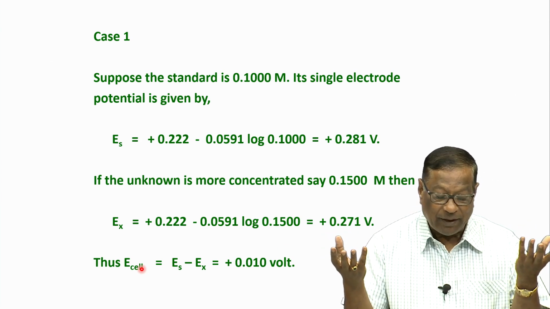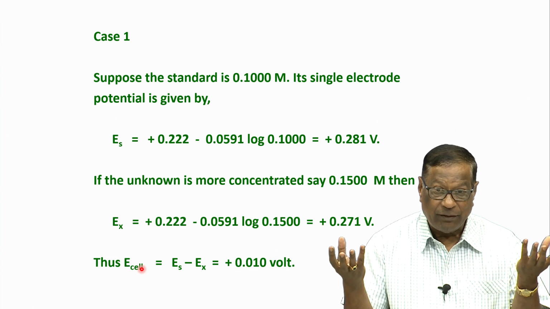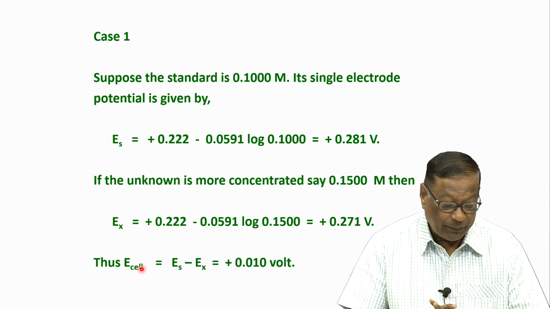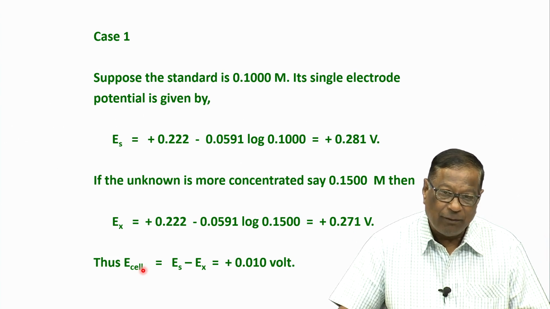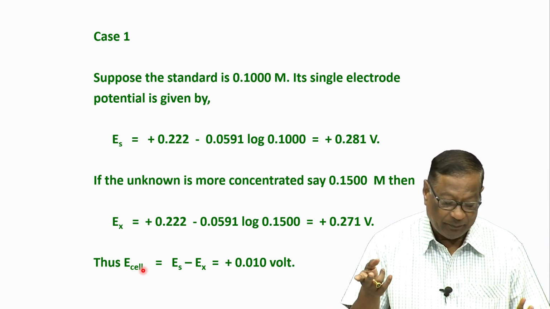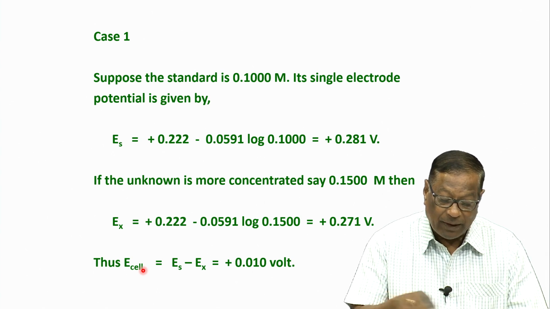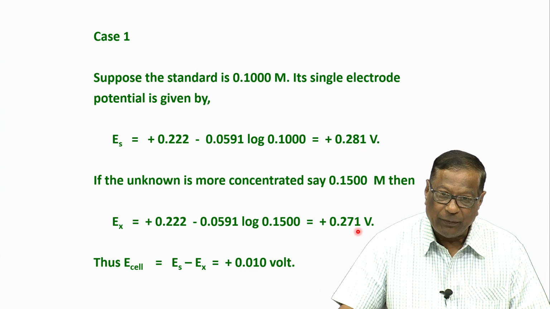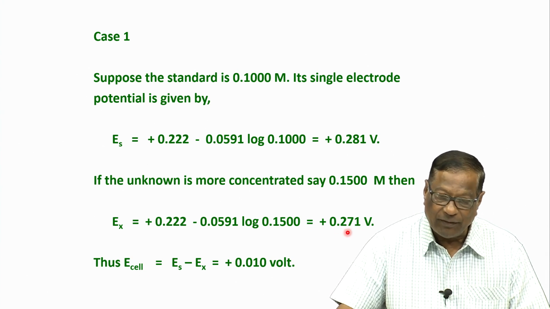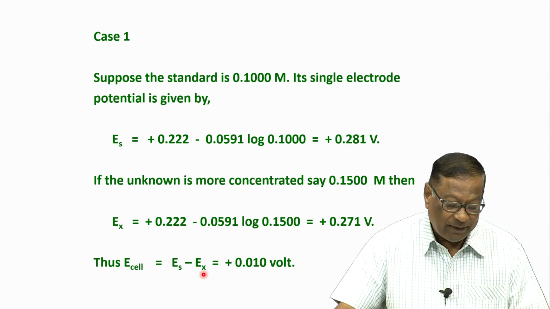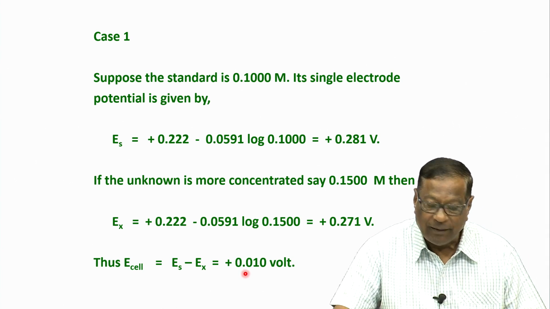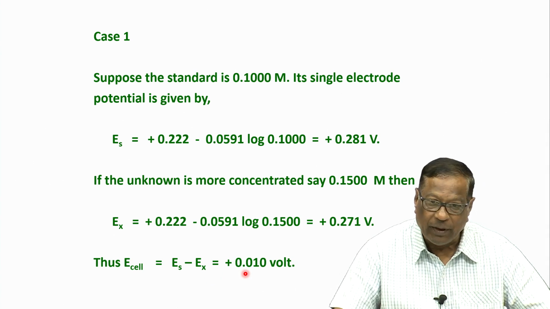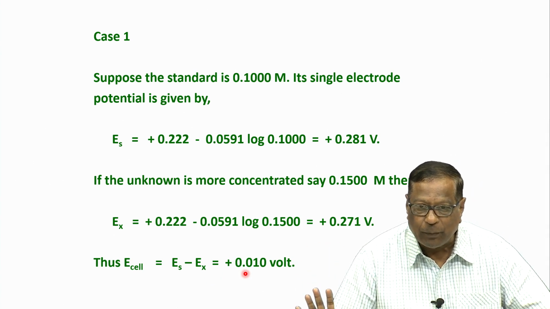So, E cell is, I have same electrode, both of them cancel out. So, the only difference of potential should come from the solution. So, E cell is nothing but the difference of the two half cells. So, what is the first half cell? 0.281, second half cell is giving me 0.271 because the concentrations are different. So, E cell is Es minus Ex, that is 0.010 volt. Okay. So far so good, no problem.